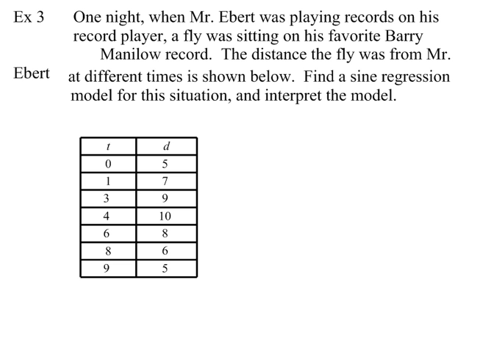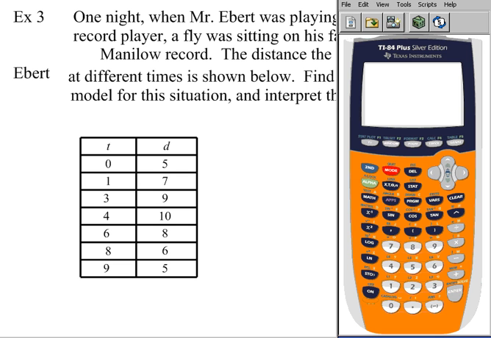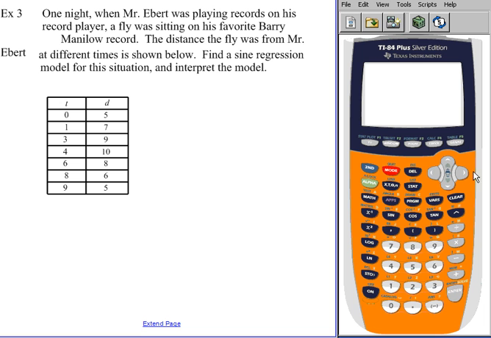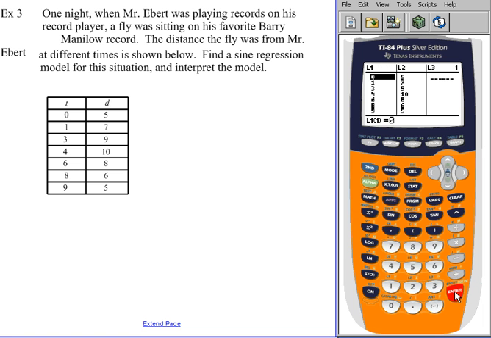So first thing we want to do is enter this data into a couple lists on our calculator. So I'm going to put this screen aside. There's my calculator. And I'm going to press my stat key and enter the data into a couple lists. Now I've already got this data in here. Time is in list 1 and distance is in list 2.